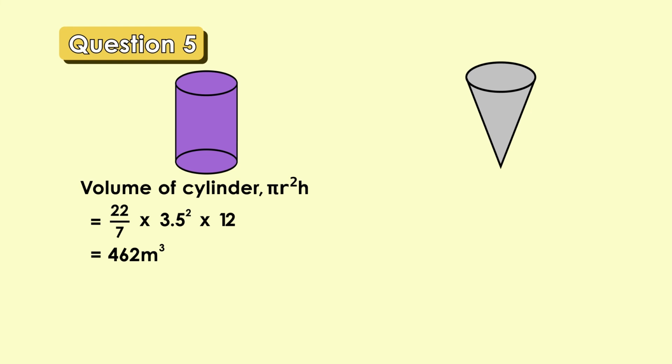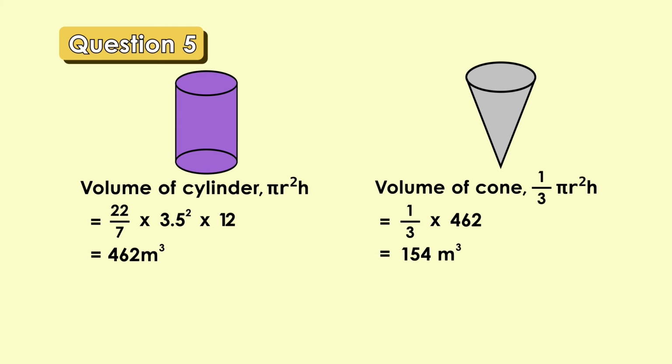Next, we will calculate the volume of the cone. The formula of cone is 1 over 3 pi r square h. The volume of the cone is 1 over 3 times 462. Therefore, the volume of the cone is 154 cubic meters.